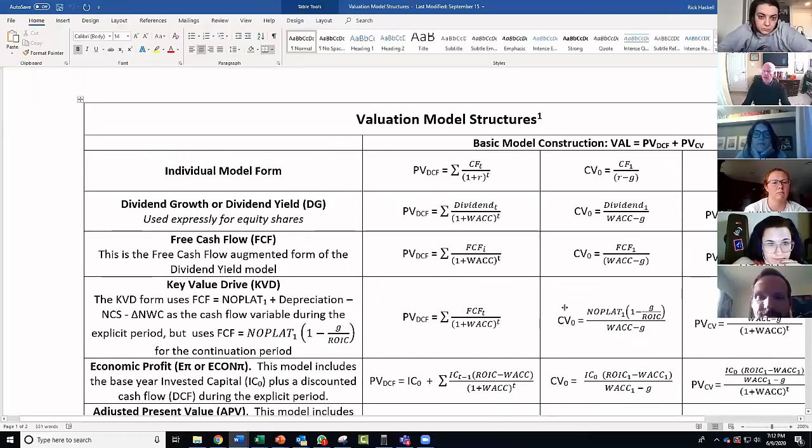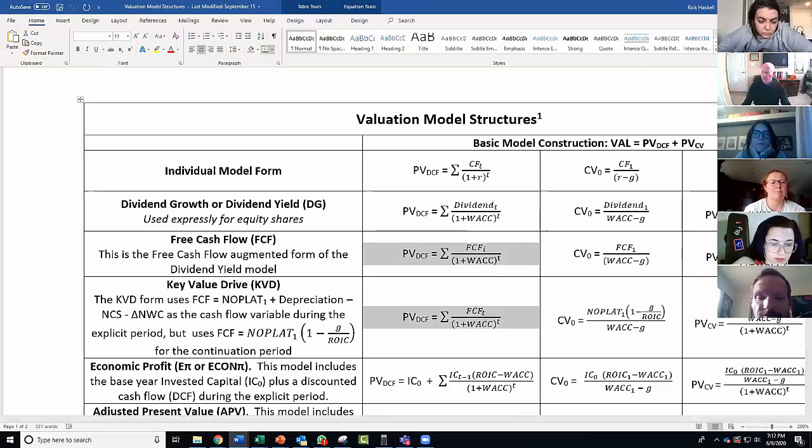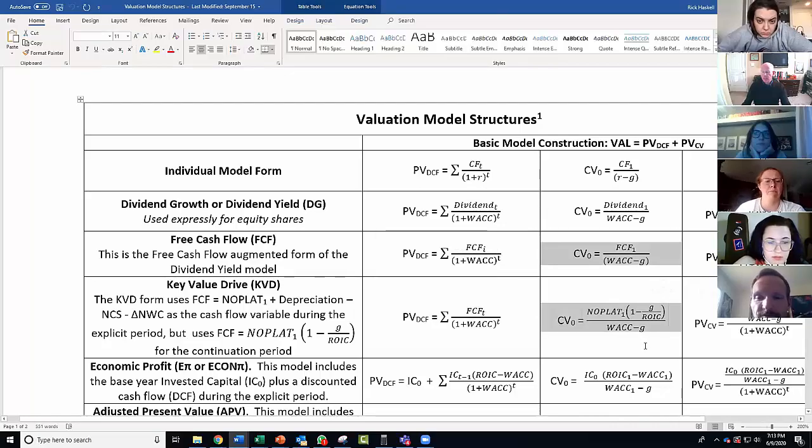I've broken it down so you see the components. And here we've got free cash flow, and here we have KVD, okay? The first part of these models are virtually identical. We then differ slightly in how we calculate the continuing value. It means the same thing though, but it's a slightly different calculation.